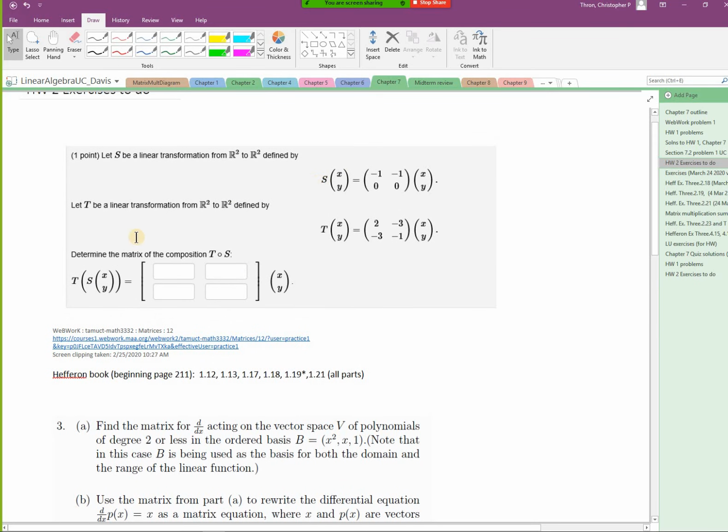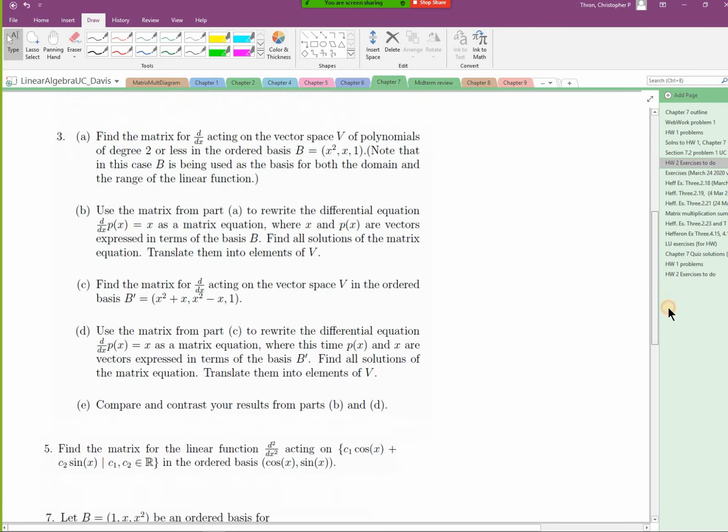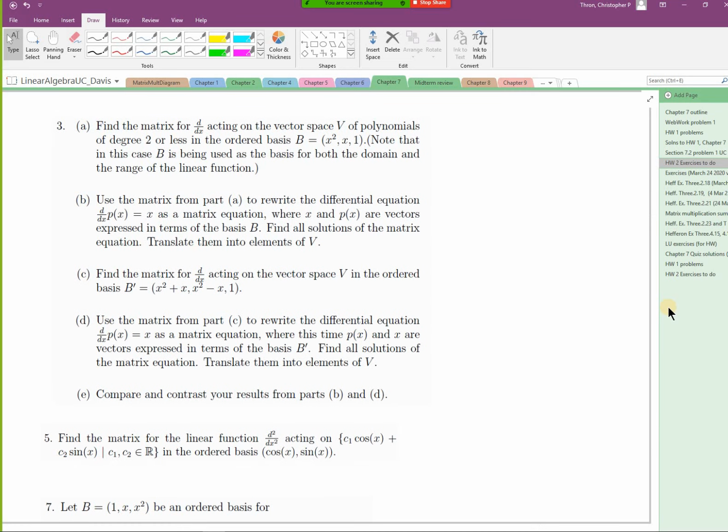there's some emphasis in the book that matrix multiplication is the same as composition. So that should be easy. Now, all right. So let's look at 3. All right. First thing is to, of course, read the problem. Find the matrix for d/dx acting on the vector space of polynomials of degree 2 or less, in the ordered basis, this is important, ordered basis B equals x squared, x and 1. Note that in this case, B is being used as the basis for both the domain and the range of the linear function.